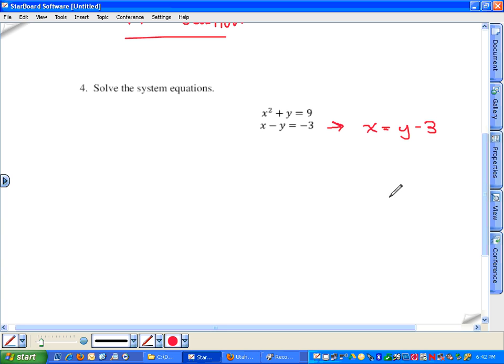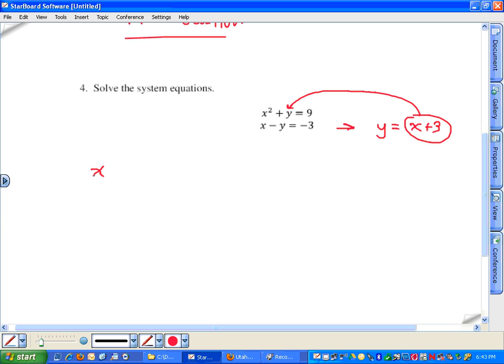Actually, you know what? To make this a little bit easier, I'm going to get what y equals. So I'm going to rewrite this in terms of y. This equation is going to be y equals x plus 3. It'll be easier to make a substitution of y. If y equals x plus 3 here, then this y also equals x plus 3. So I'm going to take x plus 3 and substitute it in for that y.